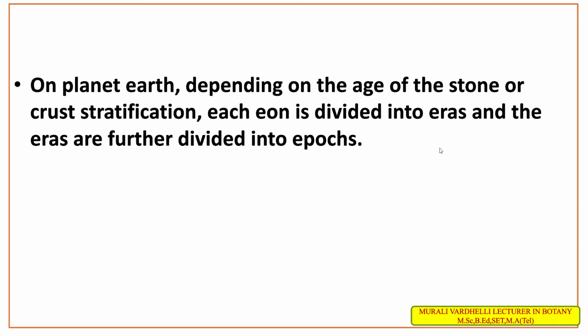Actually, each eon is again divided into eras, and these eras are divided into different epochs, based on the timing of that eon, depending on the age of the stone or crust stratification. So based on this crust stratification and the age of the stone, the eon is again divided into eras and sub-eras, and the sub-eras are further divided into epochs.